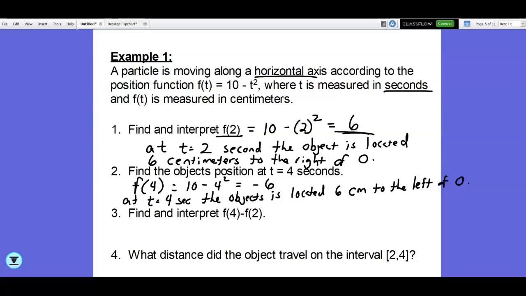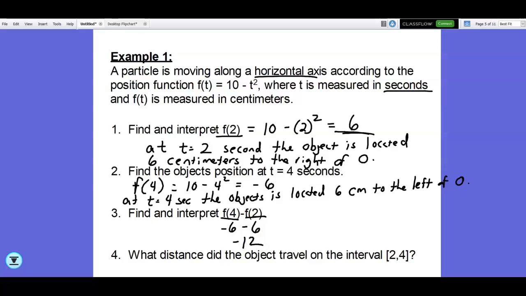Okay. Now they want me to find and interpret f of 4 minus f of 2. All right. Well, f of 4 represents the object's position at t equals 4 seconds. Now, we already got that. It was negative 6. That was the answer to number 2. This represents the object's position at t equals 2 seconds. And at 2 seconds, we had the position of 6. Now, if we subtract those, I end up with a negative 12.